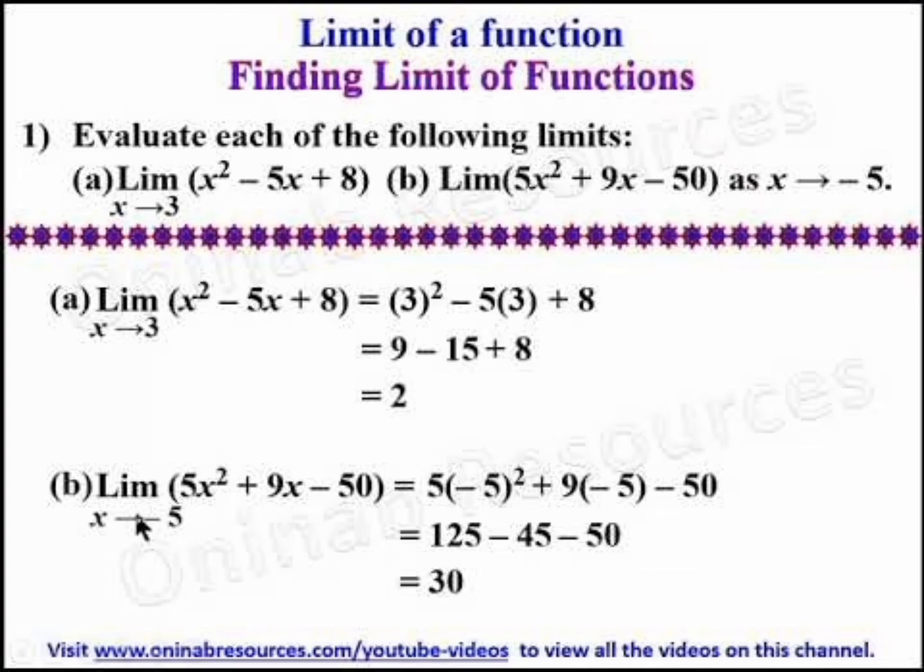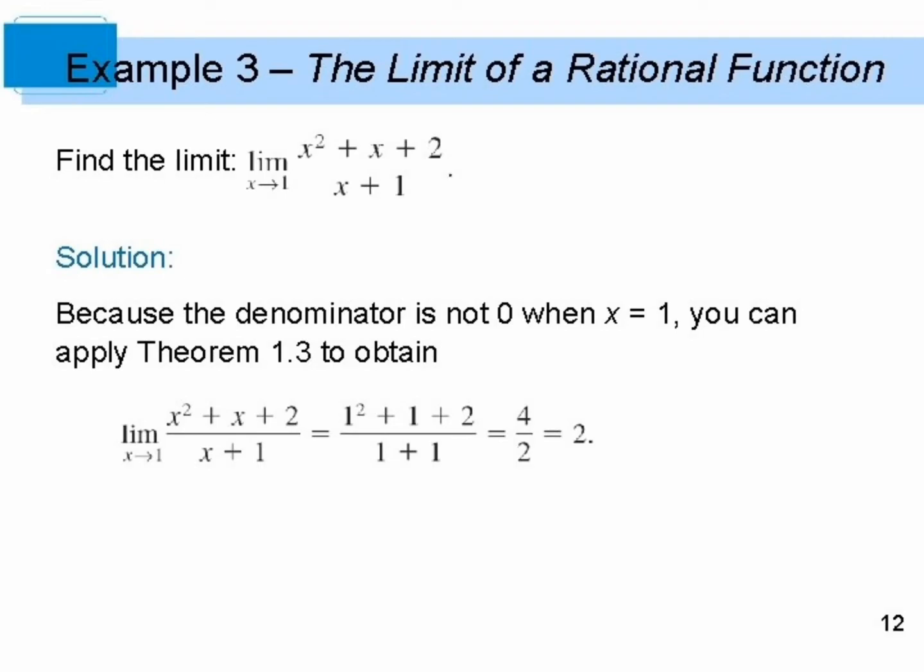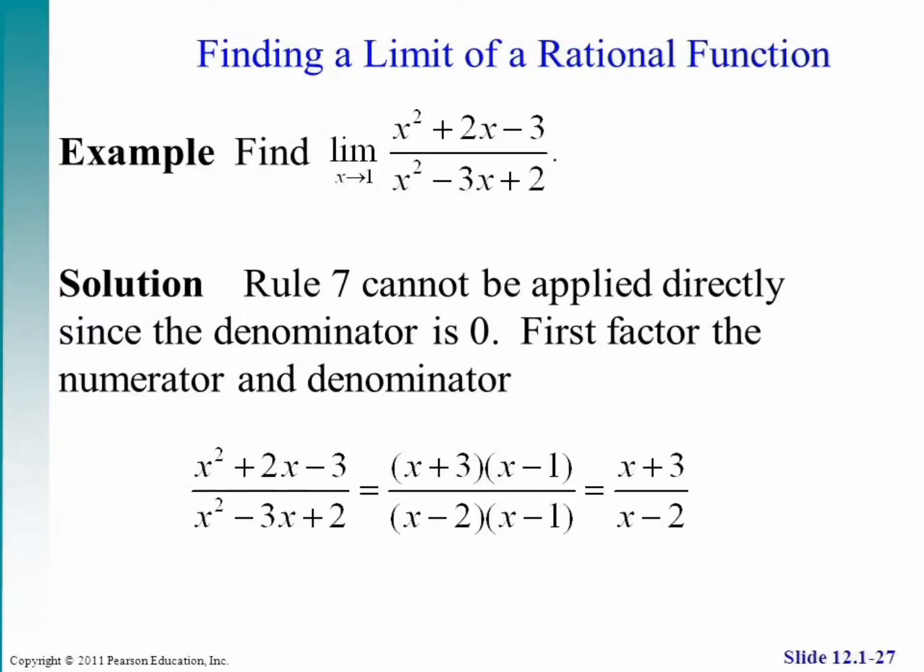If the function is a rational function, check to see if when you replace the limit value of x into the denominator, you won't get 0. If you will get 0, then you have to simplify the rational function such that the denominator after substitution won't give you 0. In this example, when x is equal to 1, the denominator won't give you 0. So there is no need to simplify.